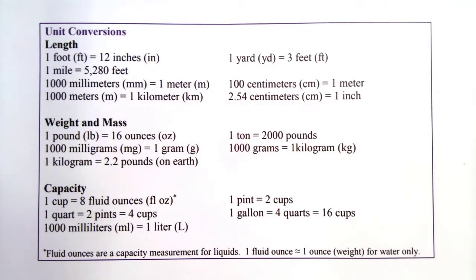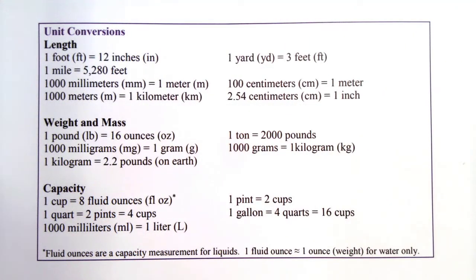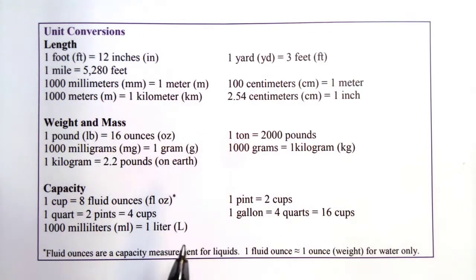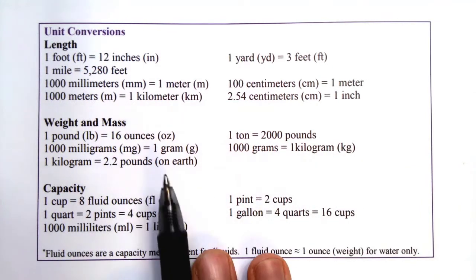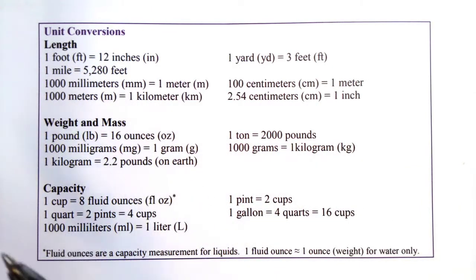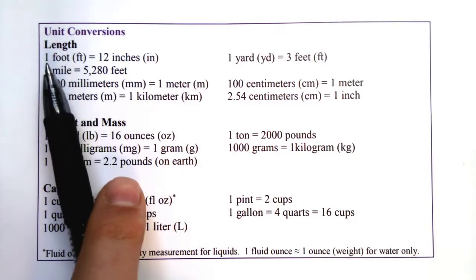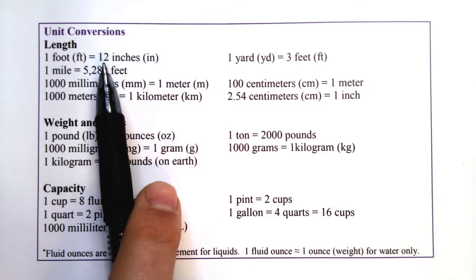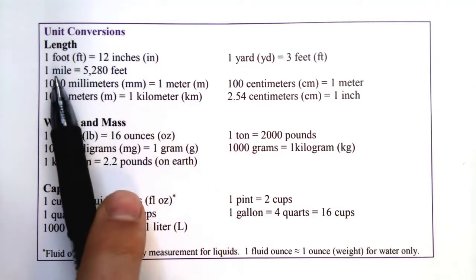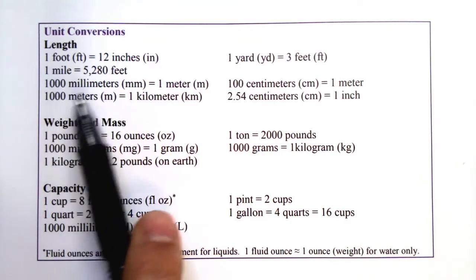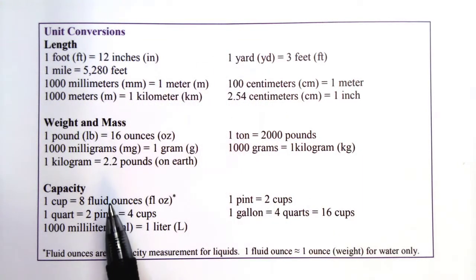Here are just some unit conversions that we're going to be looking at. There are lots of different unit conversions that you can refer to between different quantities. These are just some of them, but these are the ones that we'll be using in our problems. So we have unit conversions for length. Notice that 1 foot is the same as 12 inches. 1 mile is the same as 5,280 feet. And et cetera. We have all these different conversions for length.